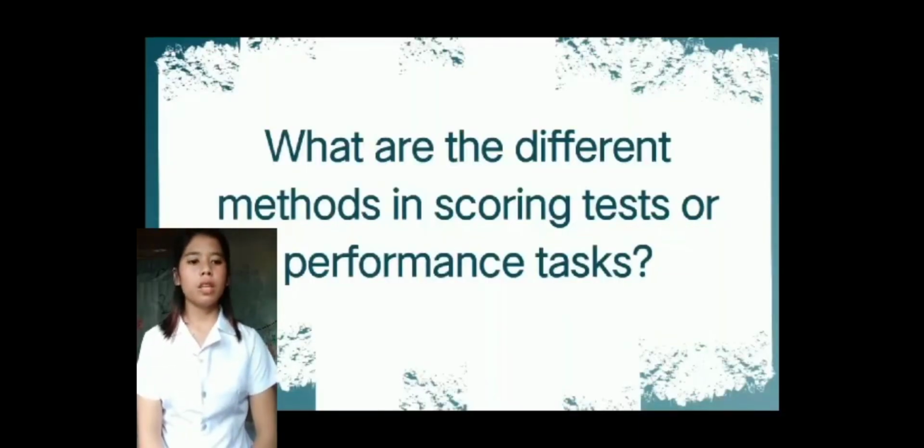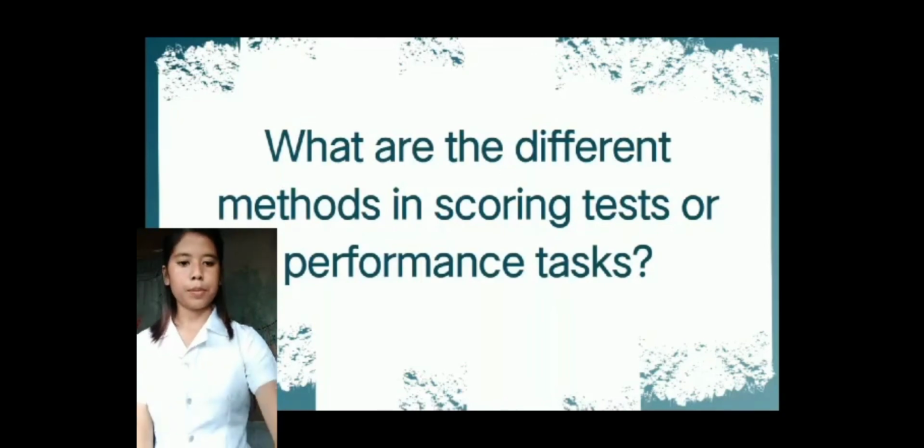We are now on the different methods in scoring tests or performance tasks. So there are various ways to score and grade results in multiple choice tests. Traditionally, the two most commonly used methods are number right scoring or NR and negative marking or NM.